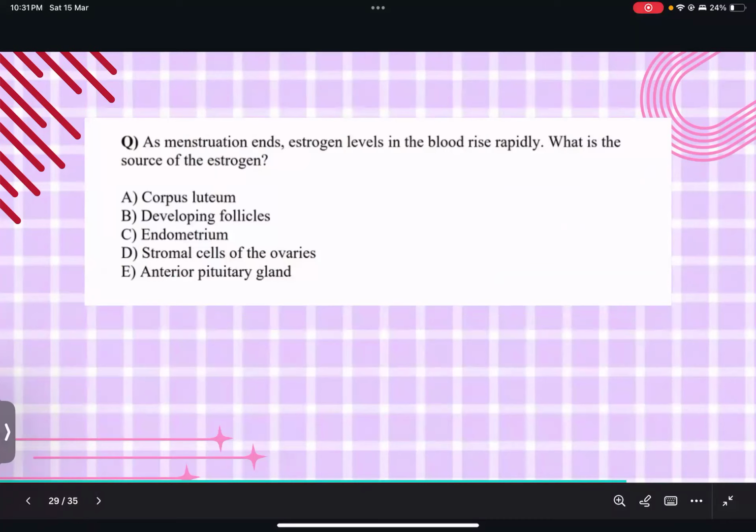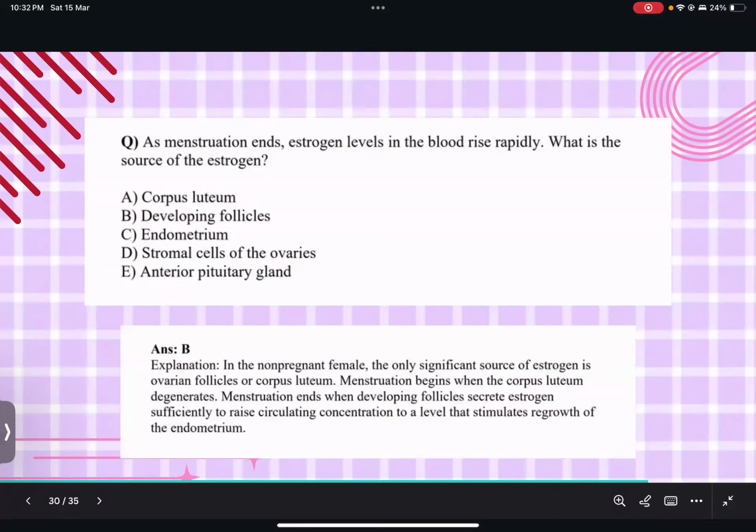Next question: as menstruation ends, estrogen levels in the blood rise rapidly. What is the source of the estrogen? I told you guys this is very important to know: the source of estrogen, what stimulates LH, what stimulates FSH, why this happens, what marks off the beginning of the phase, what marks off the end of the phase. All of those might seem like small or quick questions, but they do ask them. So the answer here is B.